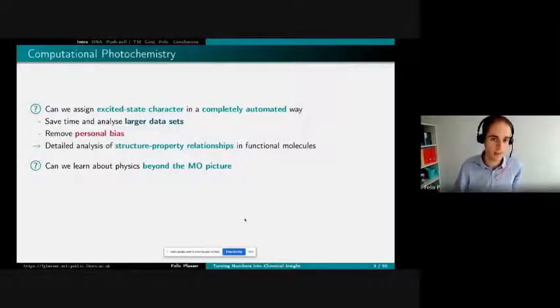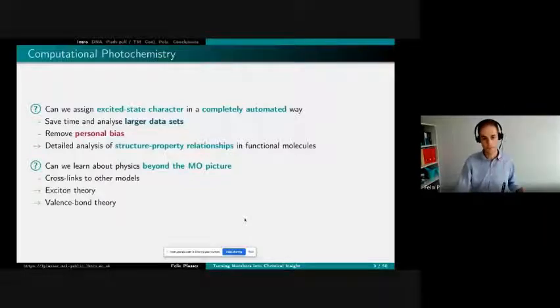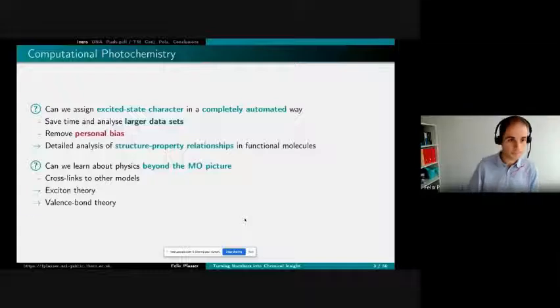And then the other idea is that we want to learn about physics beyond the MO picture. And here, especially, I'm thinking about exciton theory and valence bond theory. So those are actually two different ways of talking about electronic structure. And the question is, where do we meet, and if we do computations within MOs, how can we learn about exciton and valence bond pictures?